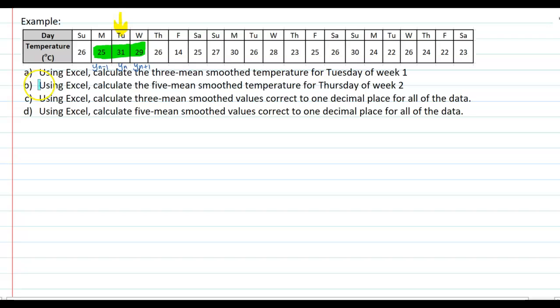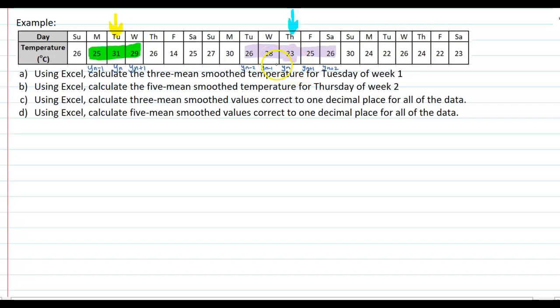Just talking through B, we're going to use Excel again, but just so you know what values we're targeting, we want the 5 mean smooth temperature for Thursday of week 2. So here's Thursday, so I'm going to select it, and the 2 numbers either side, to make up the 5 numbers I need to average for my 5 mean smooth temperature for Thursday. Yn's my centralized point that I'm smoothing, and Wednesday's the yn minus 1, Tuesday's the yn minus 2, Friday's the yn plus 1, Saturday's the yn plus 2.